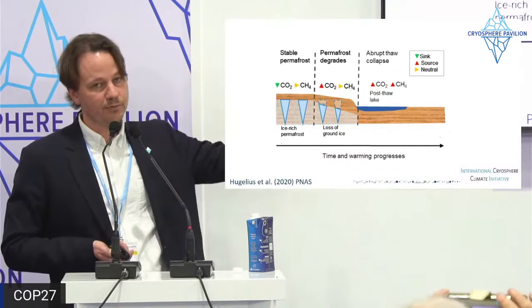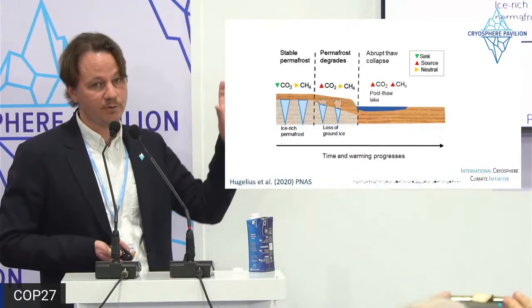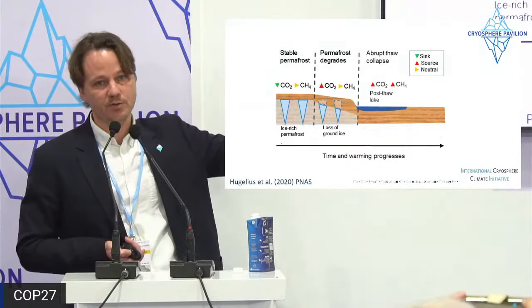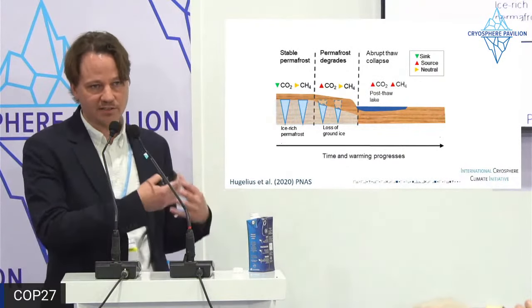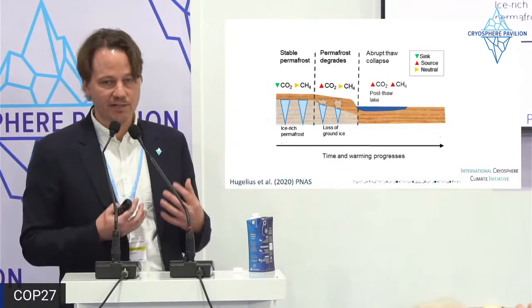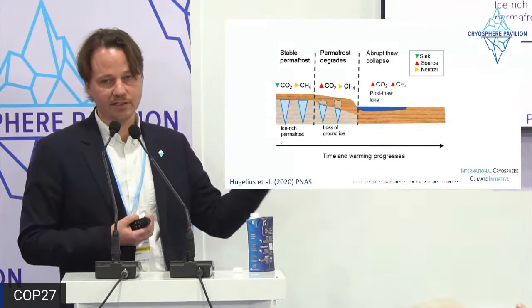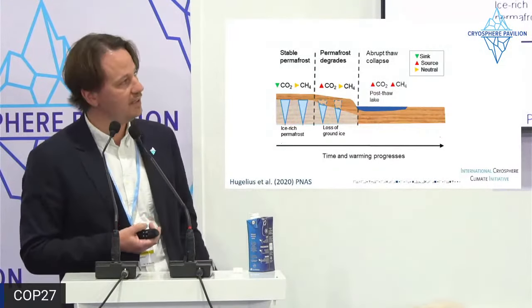Over time, if we had hundreds of years in this graph, you would actually see that it would become a sink of CO2 again as the ecosystem becomes more productive. So these are dynamics that change over time. But on a time scale of a few hundred years, it will just lead to stronger radiative forcing and it will be a source of warming.